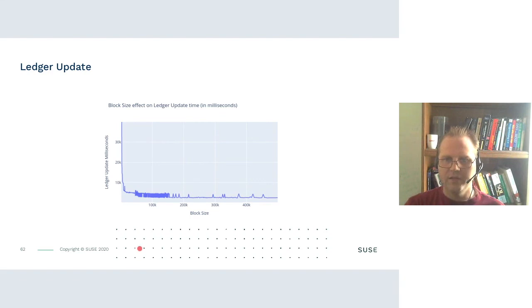And then the ledger update time, pretty similar also, showing that same kind of pattern. And again, it's right around 50 kilobytes and above that is considered optimal according to this simulation.